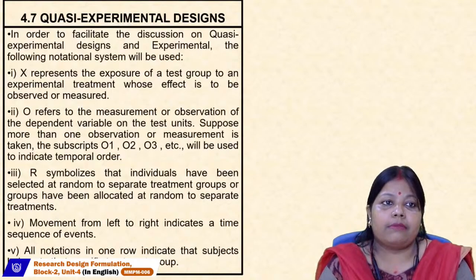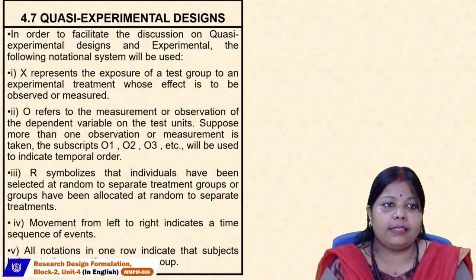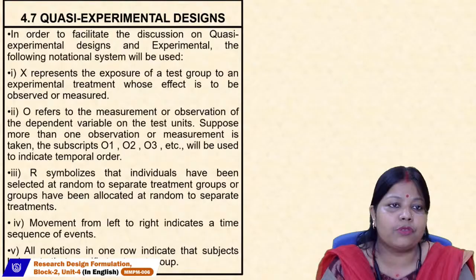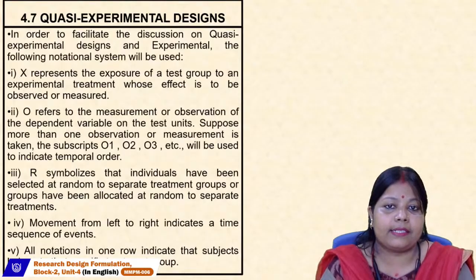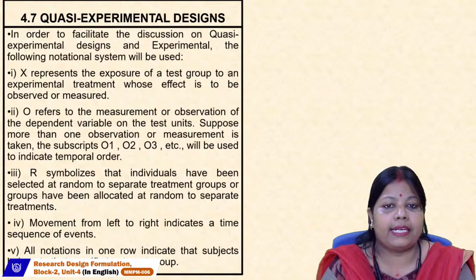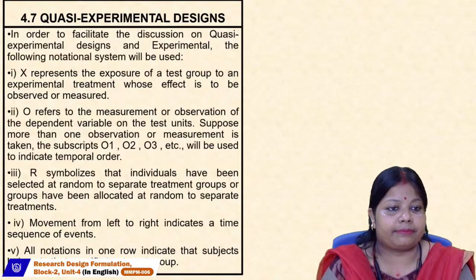Now coming to the seventh research design, that one is quasi-experimental research design. In order to facilitate the discussion in quasi-experimental design and experimental design, these are the following systems or notations we can use. We are generally using in the quasi-experimental research designs. The first notation is X. What is X? It represents the exposure of a test group to an experimental treatment whose effect is to be observed or measured. That is X.